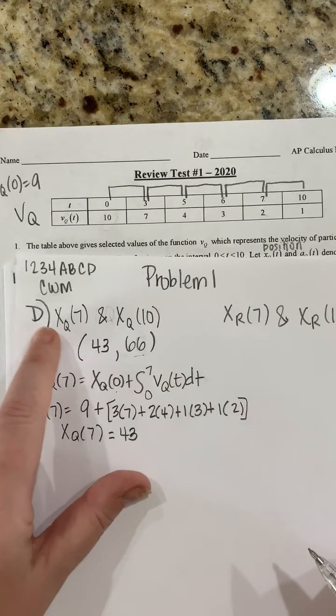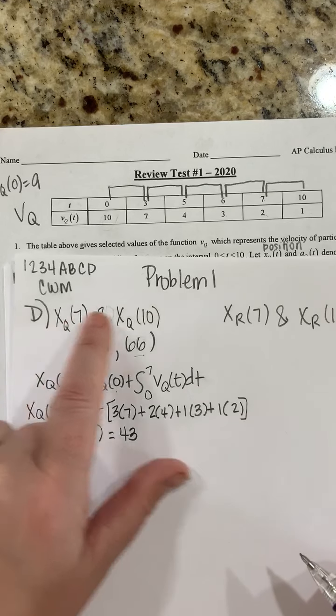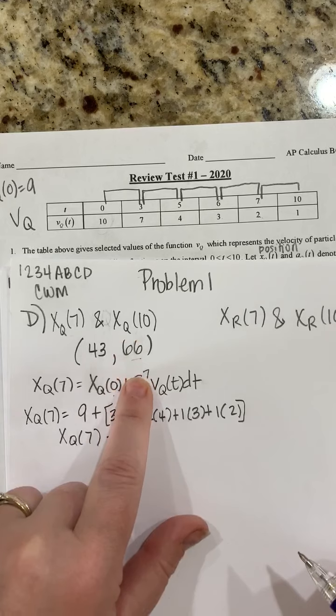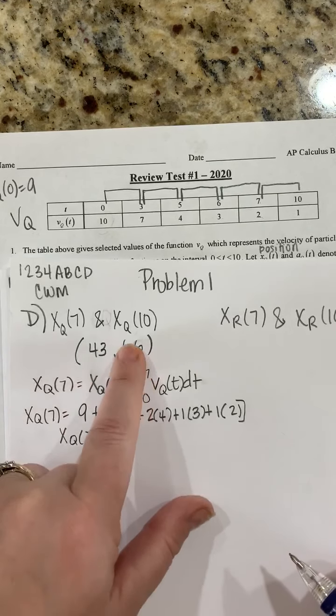So my values from my position from 7 to 10 is 43 to 66, with this being the very smallest and this being the very biggest. This is an underestimate. This is an overestimate.